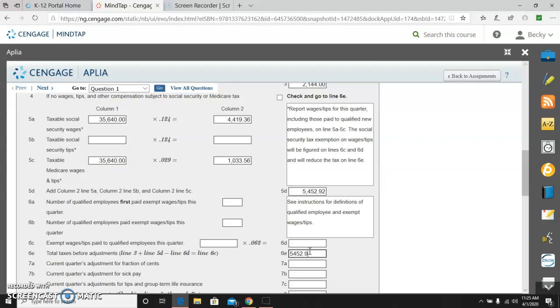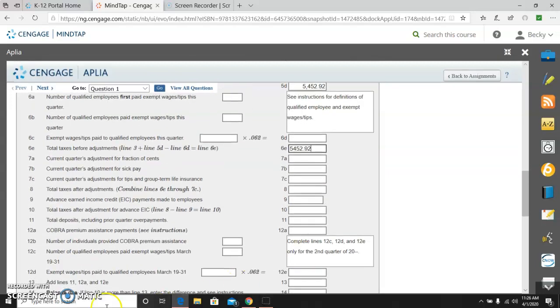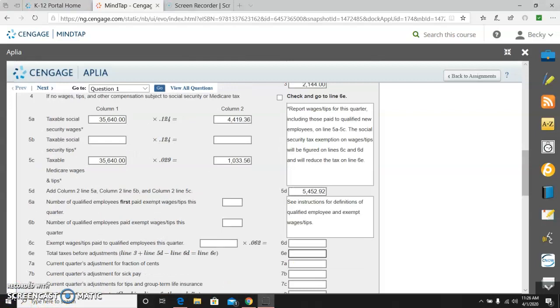So then it tells me to add lines 3, 5D, and subtract line 6. So I'm still at 5452.92 for line 5D, and then line 3 is 2144. So I'm going to add those two, subtract nothing, to get 7596.92.